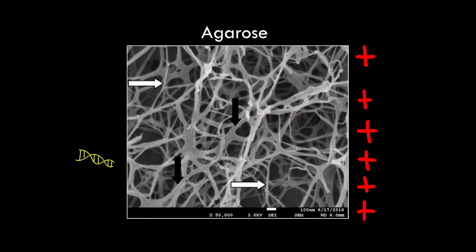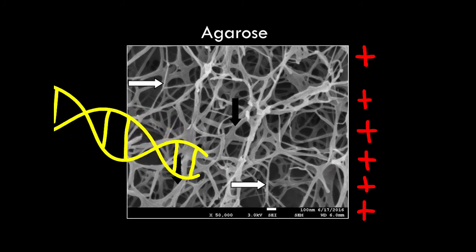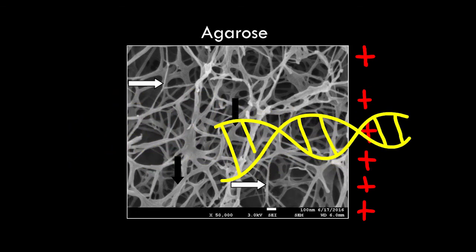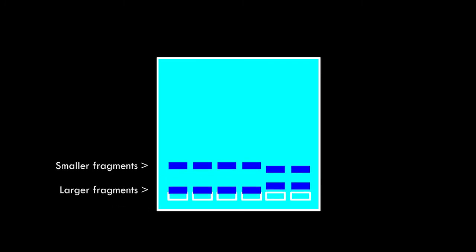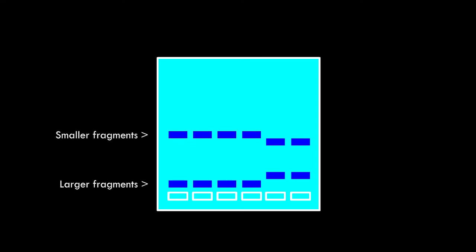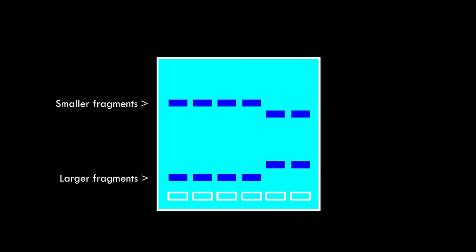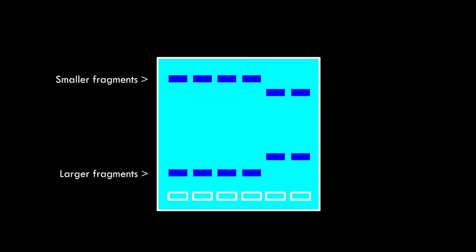The smaller DNA fragments will have an easier time making it through these tight spaces in the mesh and move faster toward the positive charge. The larger pieces will move more slowly as they will have more difficulty squeezing through the gaps. The result will be lines on the gel with smaller DNA fragments farther away from the starting point and larger fragments closer to the beginning.